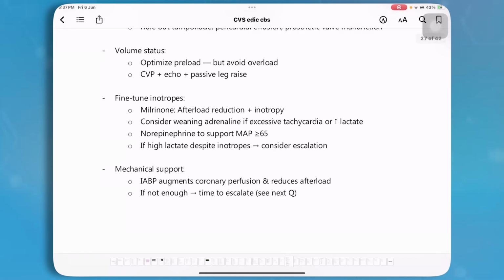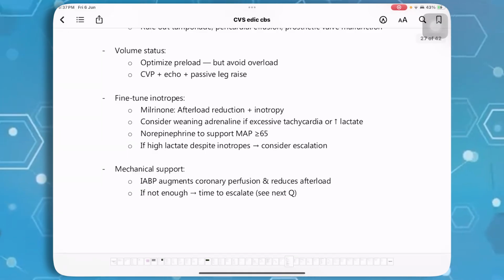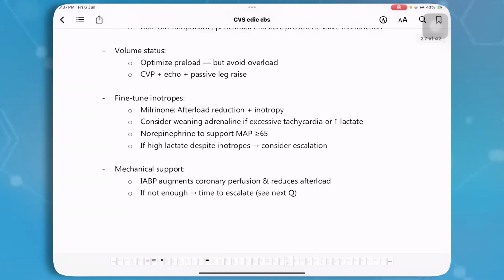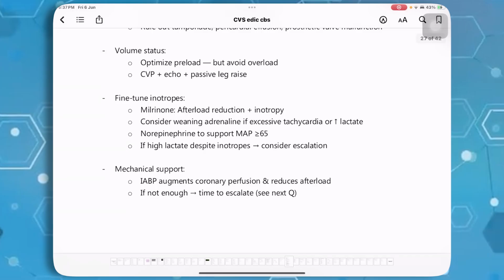So whenever you are in the exam, you will be asked which two drugs increase lactates despite being vasoactive drugs. One is milrinone, the other is epinephrine. So you should try decreasing them both as fast as possible.